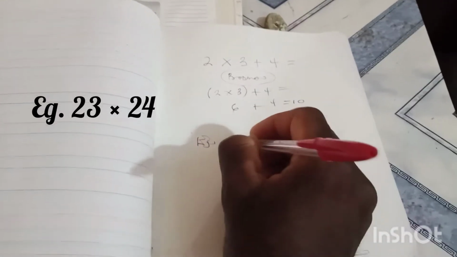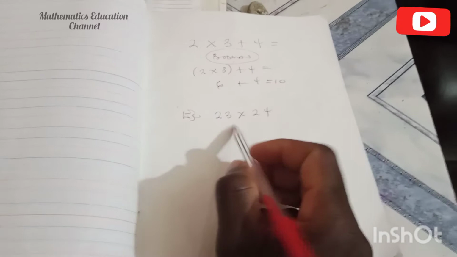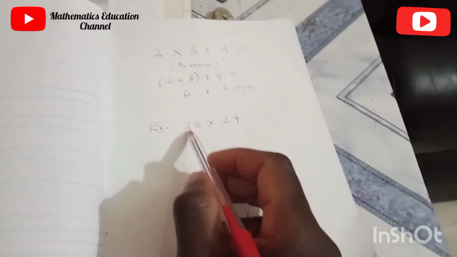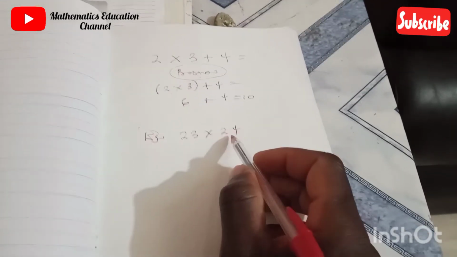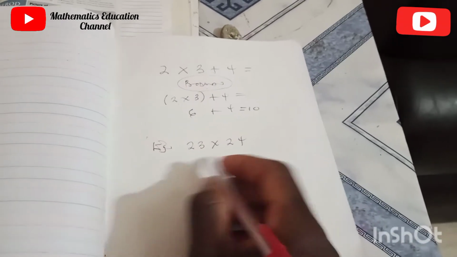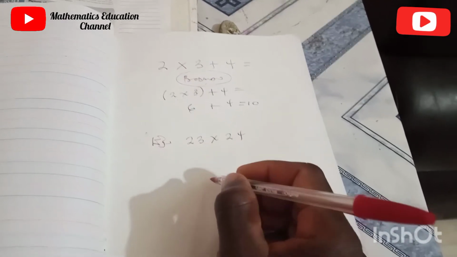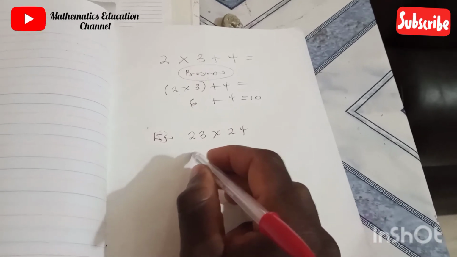You have 23 times 24. So these are two digits making up a collective number 23, and then here we have two digits also making up a collective number 24. Now, how do you get the child to multiply this in the very simplest way or in a practical form?